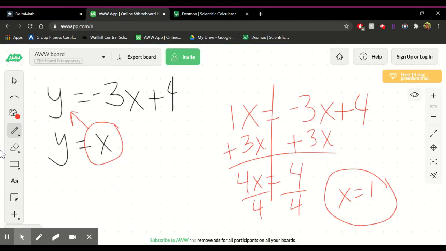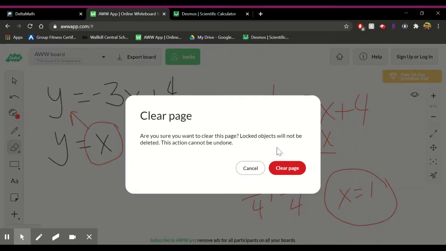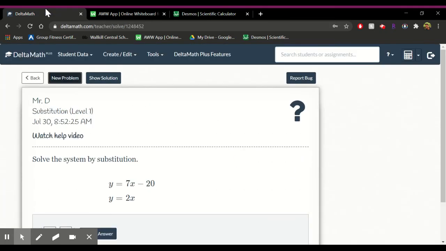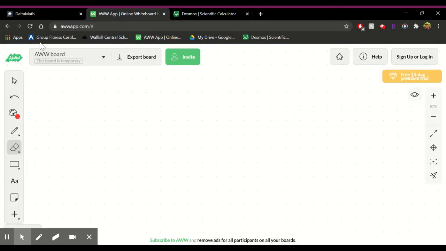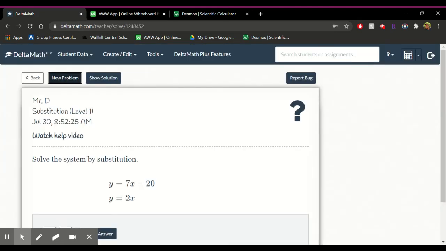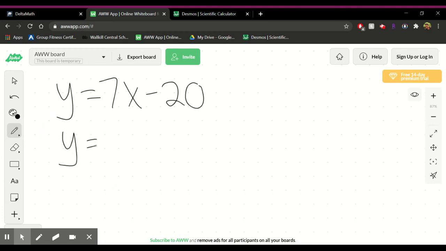So clear this page. y equals 7x minus 20. There we go. Nicer 20. And y equals 2x. Again, I'm going to plug this guy in. So you have 2x equals 7x minus 20.